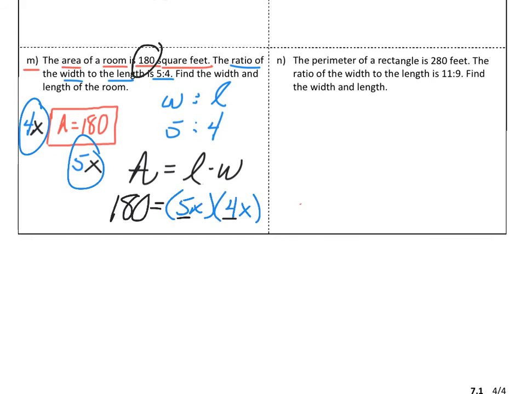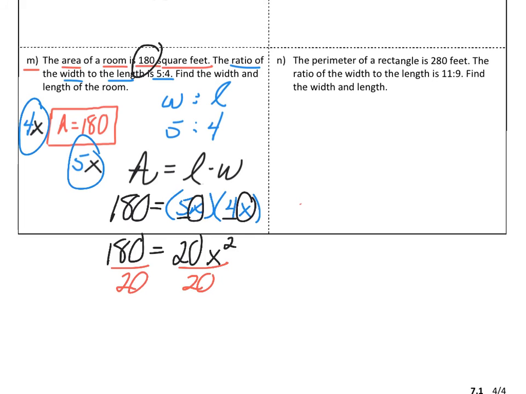Well, multiply these two together. 5 and 4 gives me 20. Remember that x times x is going to give me x squared. And it equals 180. I can divide both sides by 20, which gives me 9 equals x squared. Last thing I do to get rid of that square, take the square root on both sides. So x equals 3. So now that means that my side lengths are actually going to be 12 and 15.